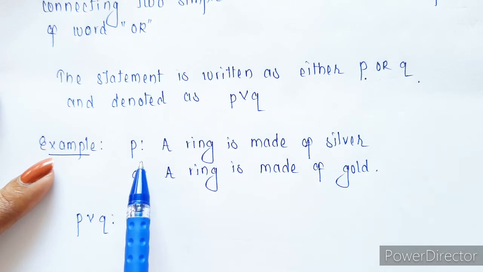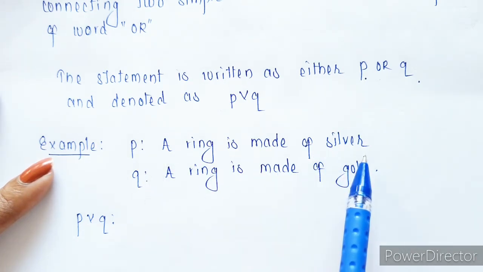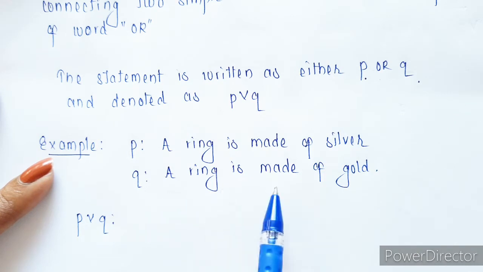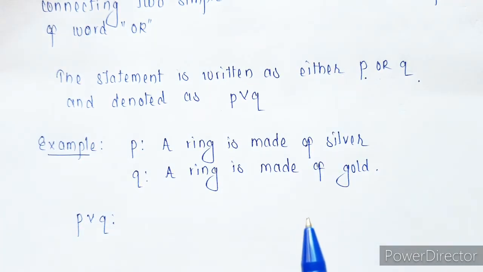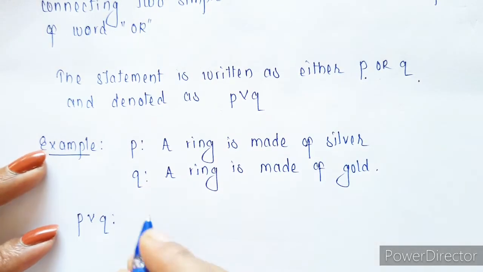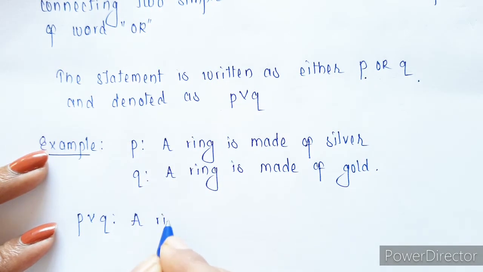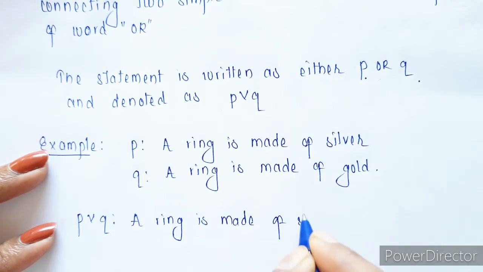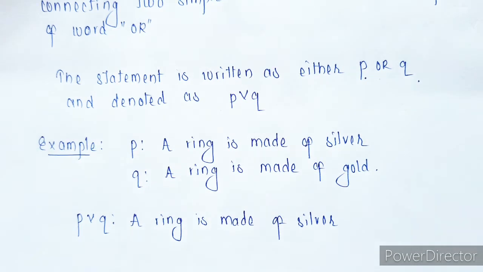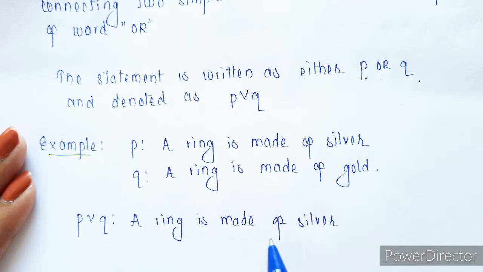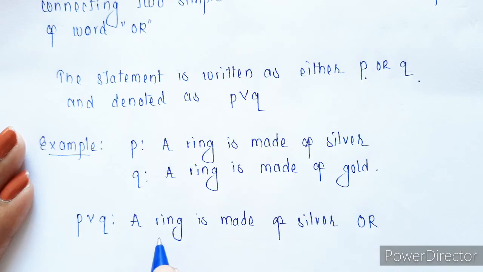Now, let's look at this example. In this case, statement P is given, a ring is made of silver, and statement Q is given, a ring is made of gold. Now we have to form a compound statement using these two simple statements but using the word or. So I am writing the first statement as it is, a ring is made of silver. Now I have to combine the first statement with the second statement. So instead of writing the entire statement, I am just writing a ring is made of silver or a ring is made of gold. So I am writing this as a ring is made of silver or gold.